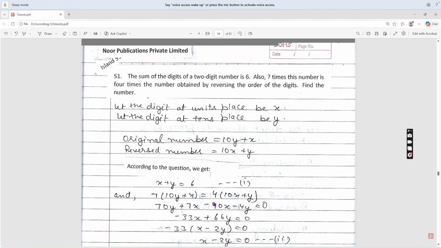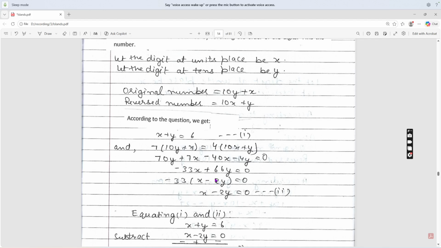70y plus 7x minus 40x minus 4y is equal to 0. Now 70y minus 4y is equal to plus 66y. 7x minus 40x is equal to minus 33x. Now we are going to take minus 33 common. When minus 33 is taken out, inside we are left with x minus 2y, because minus 33 into x is minus 33x, and minus 33 into minus 2 is equal to plus 66. That's it. So x minus 2y is equal to 0. It is equation number 2.